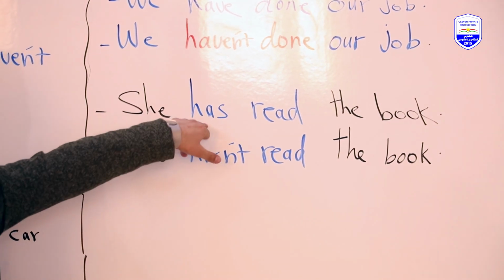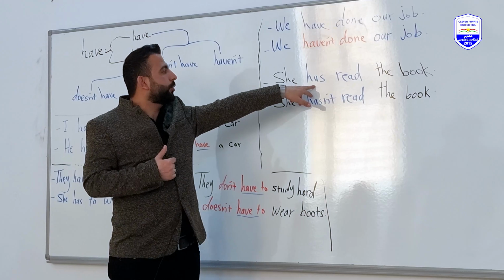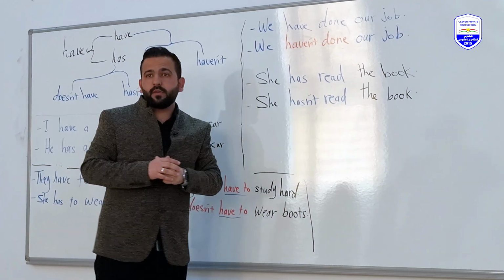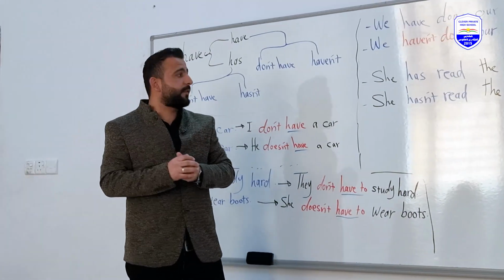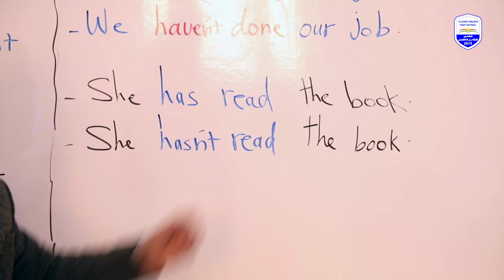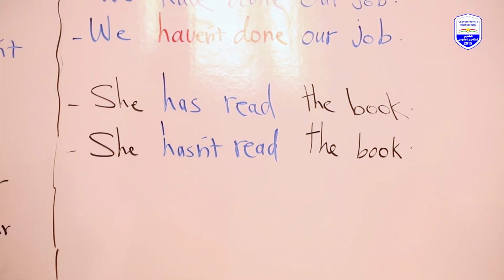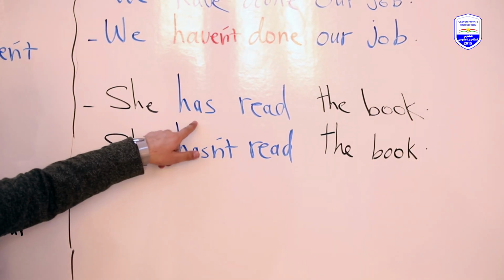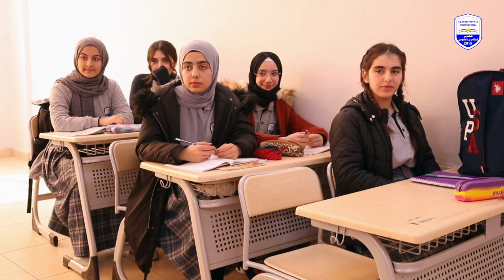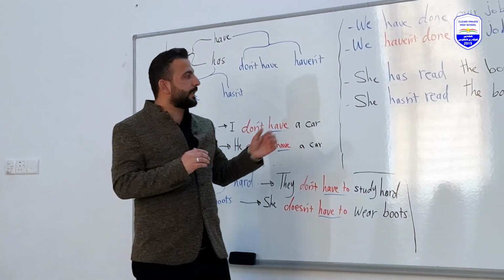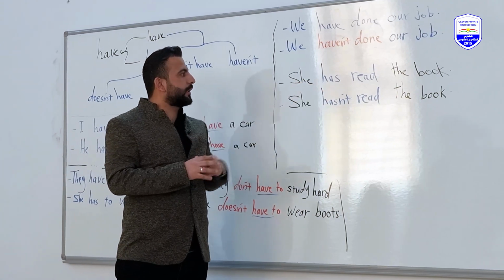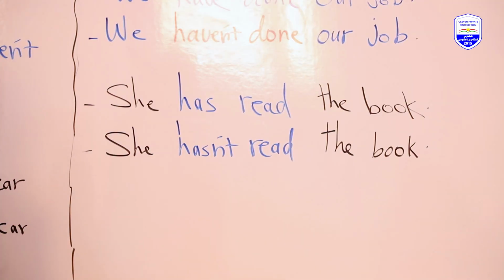Do we have or has? Yes, we have. Do we have the third form of the verb? Yes, I have. How do I know? These are the irregular verbs that students have to know. So since I have the third form of the verb, that means I can negate by using hasn't. So she has read the book, she hasn't read the book.